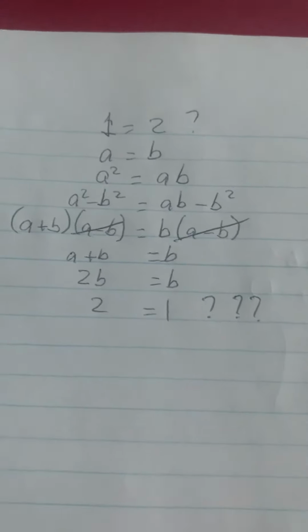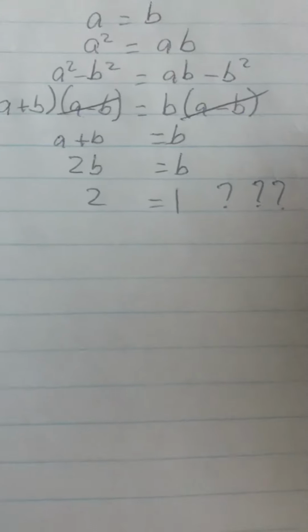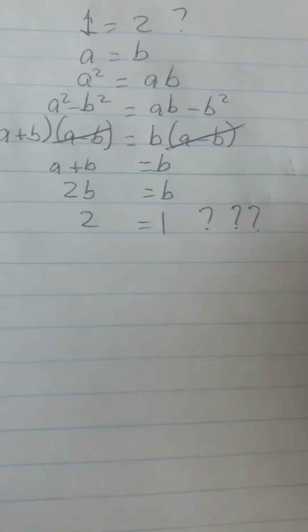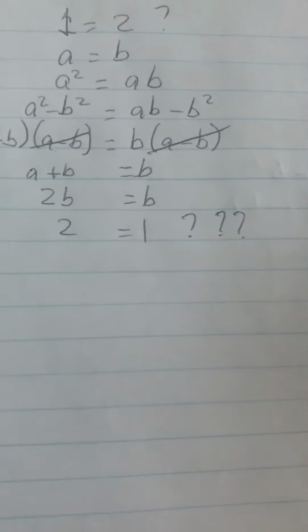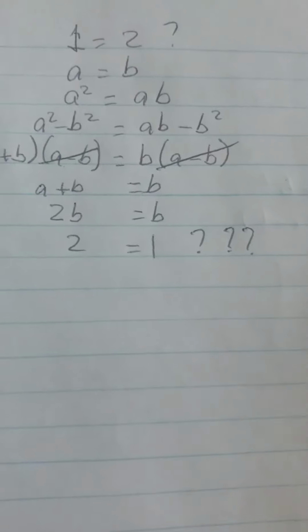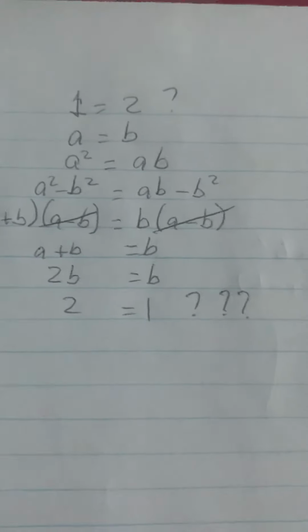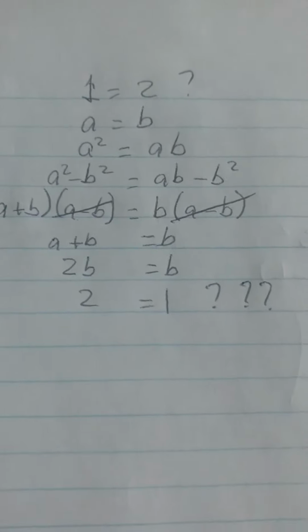When A is exactly equal to B, then when you subtract A minus B here, and you have A minus B here, this is the same thing as saying that you have (A plus B) times 0 is equal to B times 0. And that's the main reason why this doesn't work.